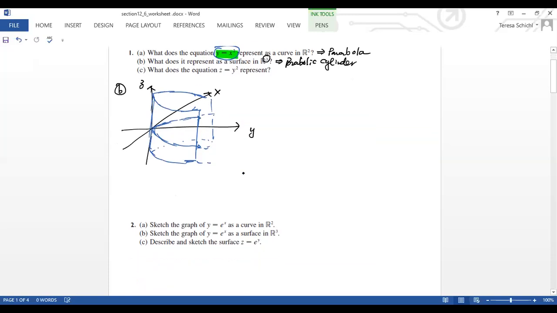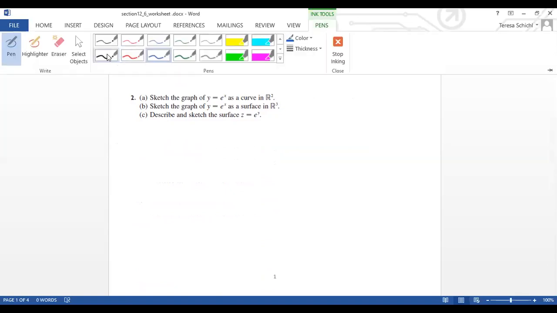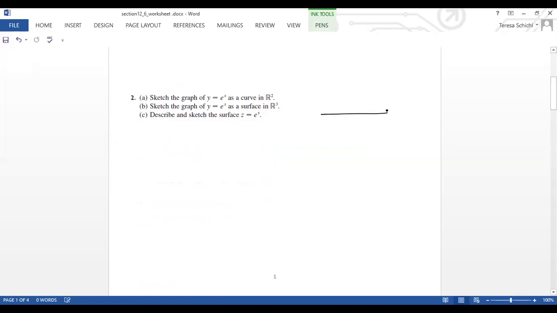Okay, so the same way here, let's take a look at y equals e to the x. They ask, what is y equals e to the x? All right, so this is an exponential, right? So in R2, how do we graph it? This is x and y. Then y equals e to the x will be something like that, correct? All right, so now let's use the traces. Let's see if we're able to graph it in R3 here.